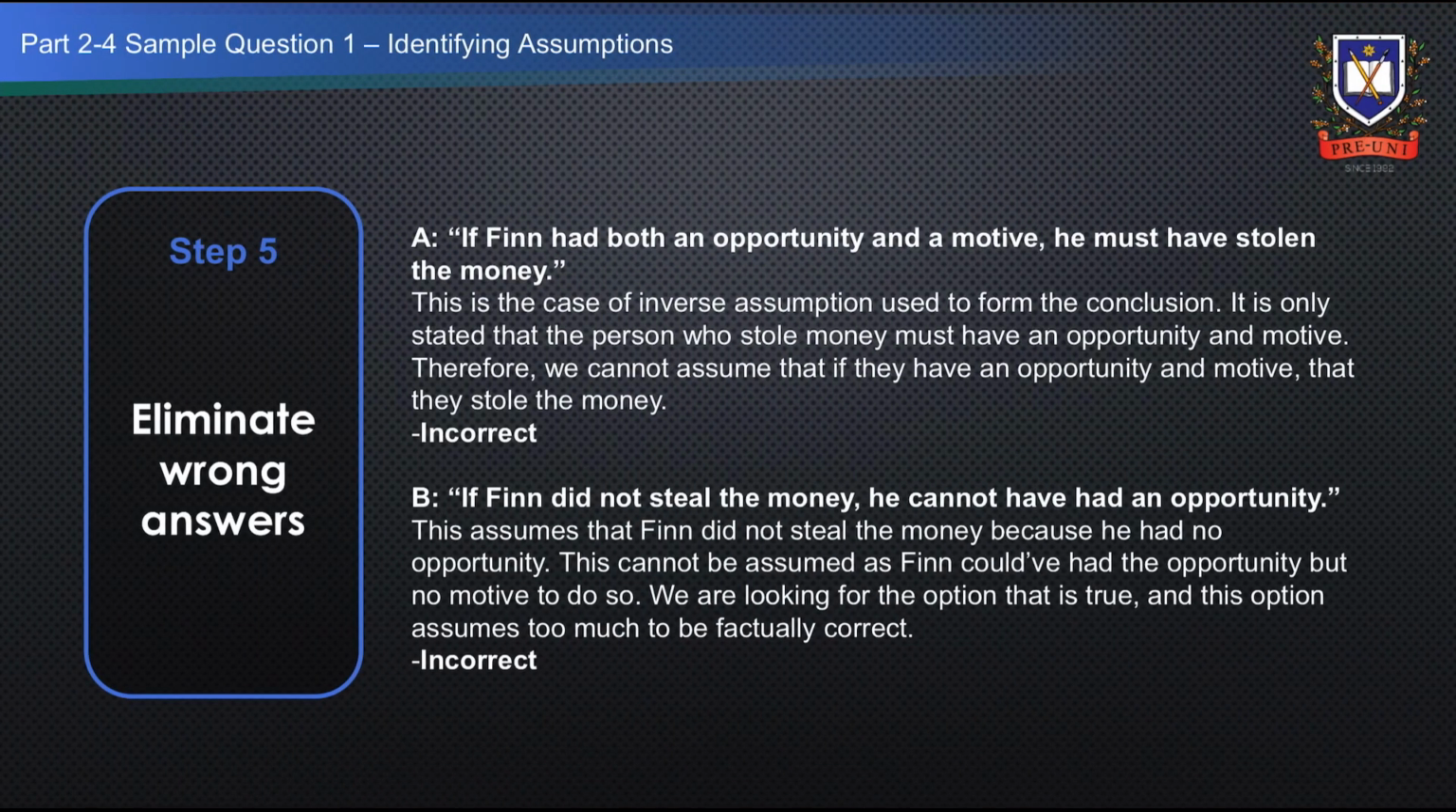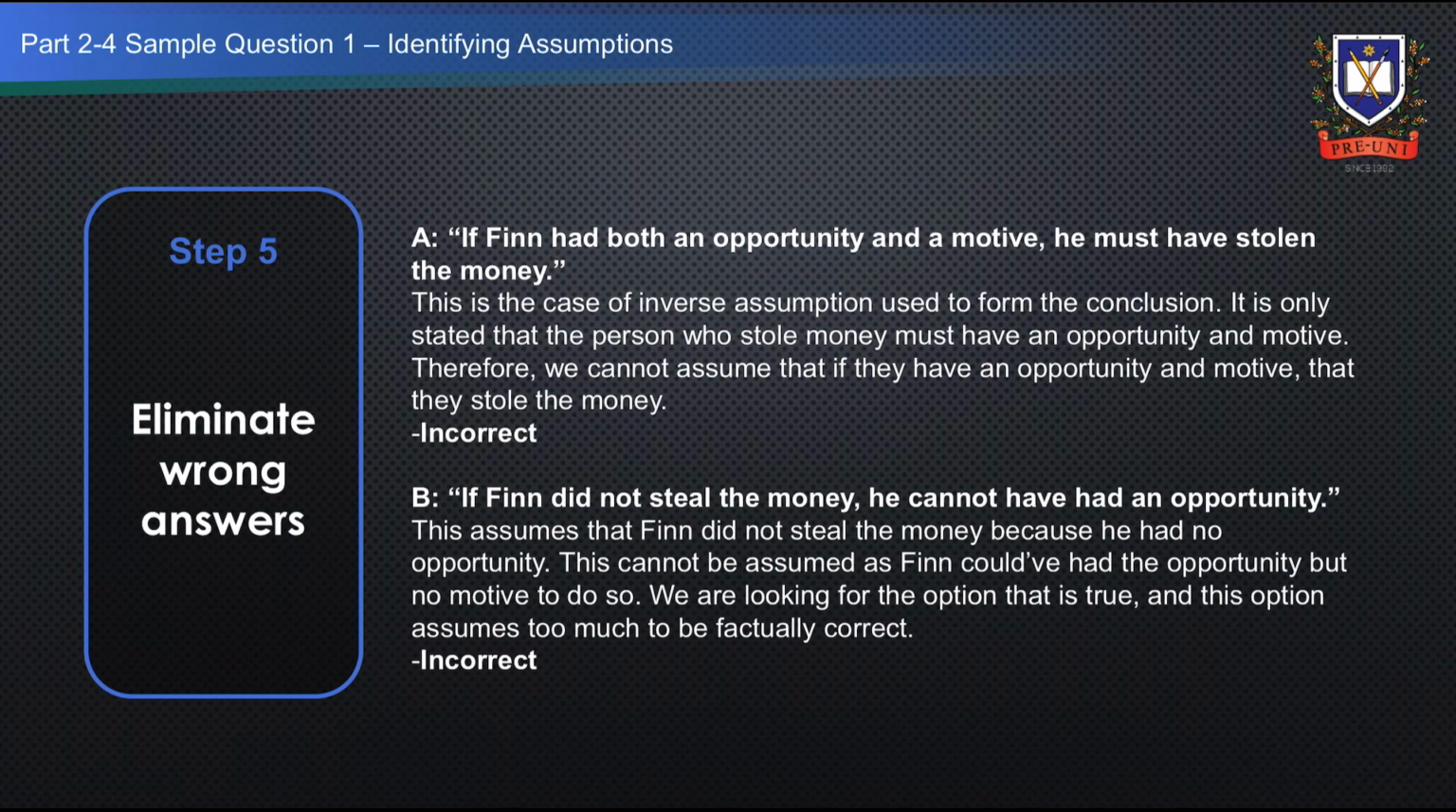Looking back on our number sentence where money was stolen if there was a motive and opportunity, let's look at option A first. If Finn had both an opportunity and a motive, he must have stolen the money. The given argument is that whoever stole the money must have had both an opportunity and a motive. This only works for those who stole the money and cannot be said inversely. Even if they had an opportunity and motive, it is not a guarantee that they stole the money. They just simply have the opportunity and motive. Therefore, this assumption is incorrect.